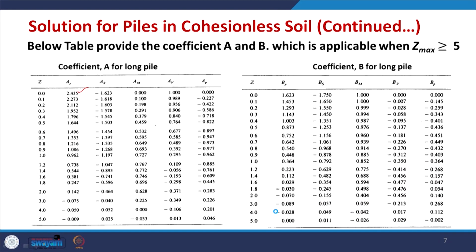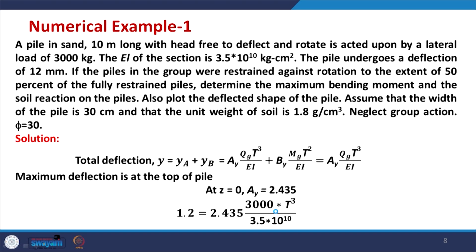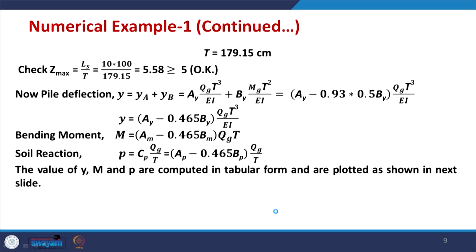So, anyway, once T is known, here the value of T is 179.15 centimeter. The value of T is given to you here, so you calculate it from this equation. Once T is calculated, then calculate the value of Z max, which is Ls by T, and Ls by T comes out to be 5.58. This value being greater than 5, this is acceptable, that means it can be treated as a long pile.